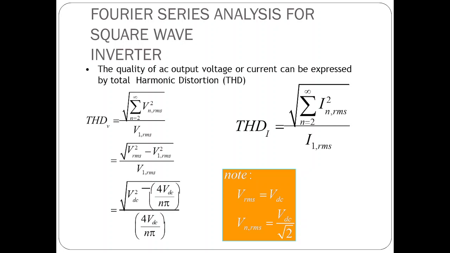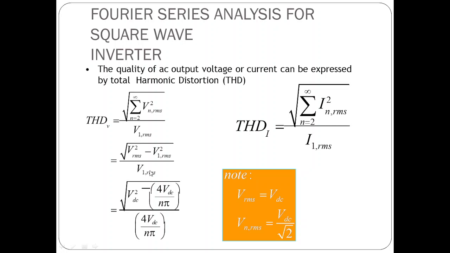So if we talk about the THD, the full form is total harmonic distortion. The total harmonic distortion is equal to the square root of sigma n equal to 2 to infinity Vn square RMS, divided by V1 RMS. So the square root of sigma n equal to 2 to infinity Vn square RMS by V1 RMS is the total harmonic distortion. And if you want to calculate the total harmonic distortion, we can find it as the square root of V square RMS minus V1 square RMS, by V1 RMS.